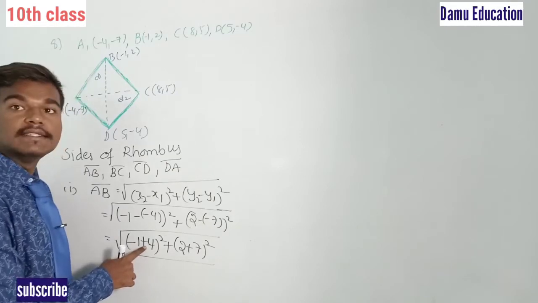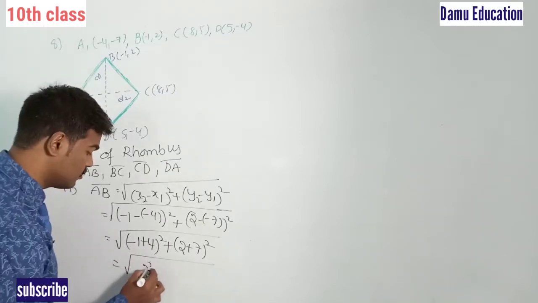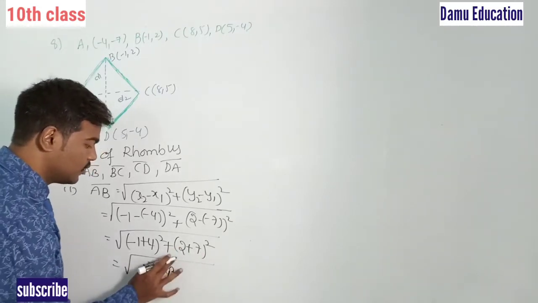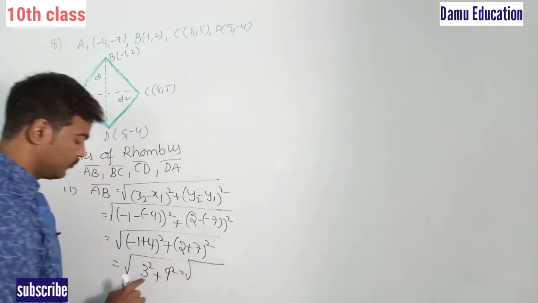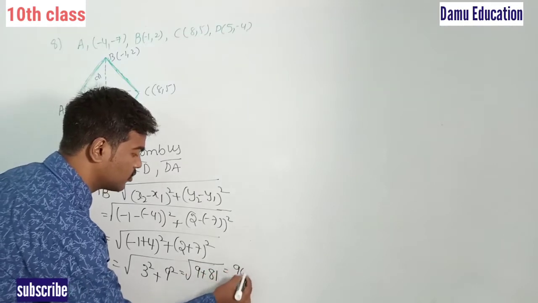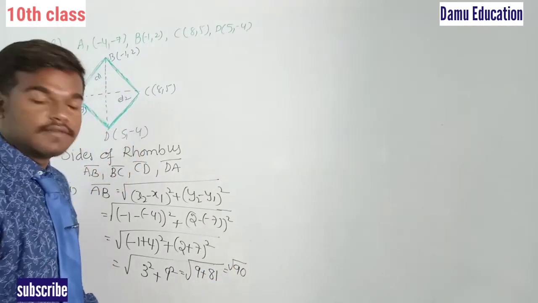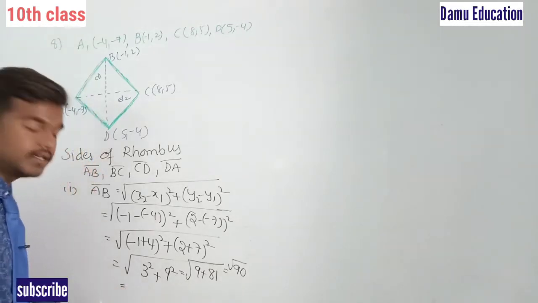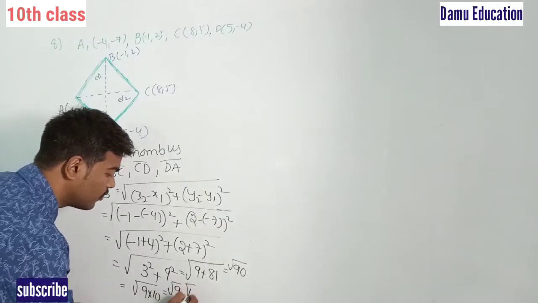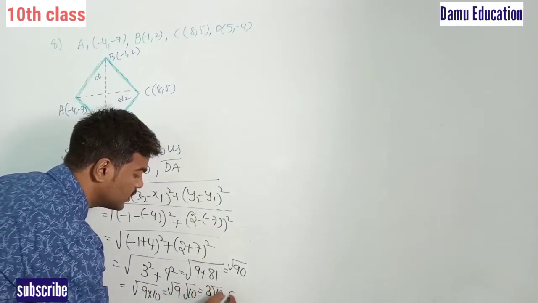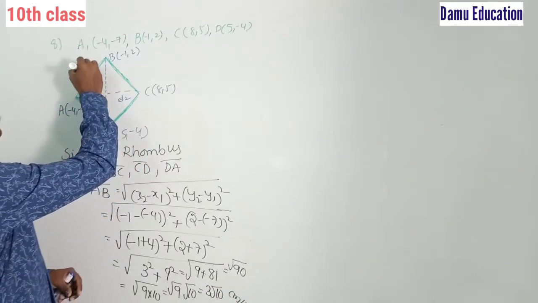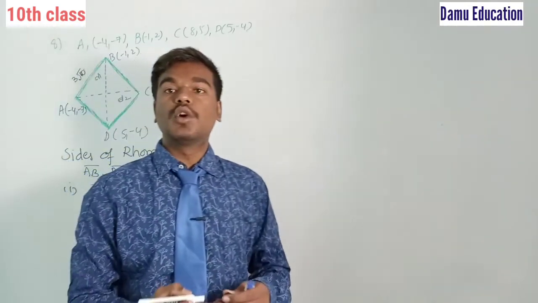Minus 1 plus 4 is nothing but 3, so 3 square, plus 2 plus 7 is 9, so 9 square. 3 square is 9, plus 81, so square root of 90. Square root of 90 we can write as square root of 9 into 10, that is 3 square root 10 centimeters. So this is the value of AB, 3 root 10.